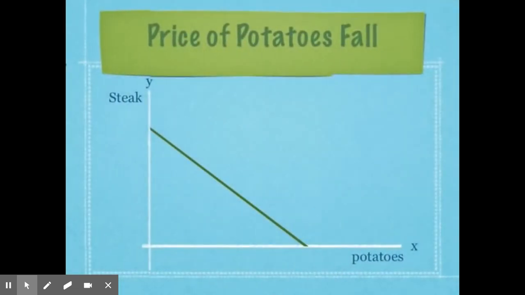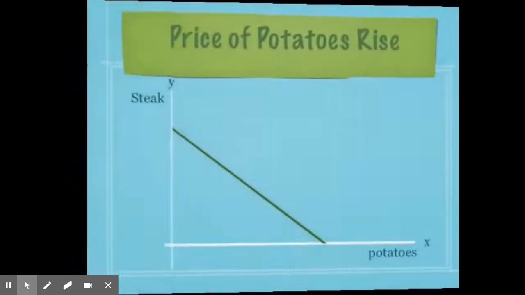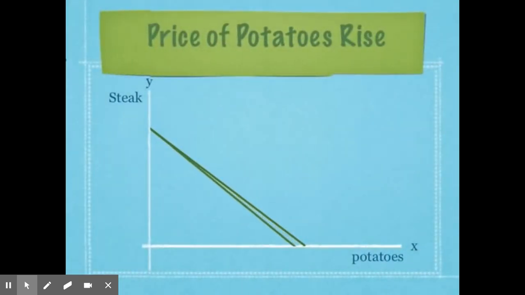So now what happens if the price of potatoes falls? What we see is it moves like that. That means you can consume more potatoes. It rotates around that axis there. You can buy more potatoes. What happens if the price of potatoes rises? You see that you can buy fewer potatoes, and you pivot the other way. Buy less of all potatoes.